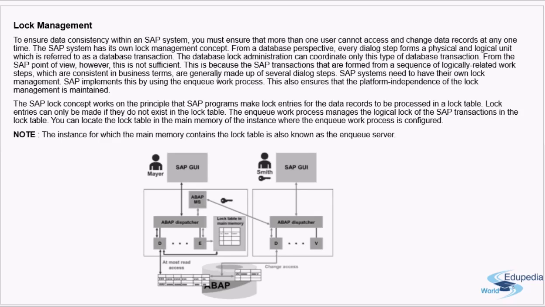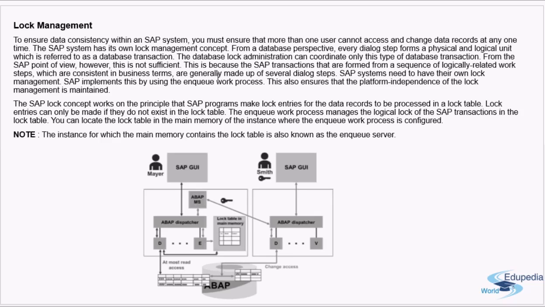But whereas an SAP ABAP transaction is a business process, one business transaction. So for that, the lock management at the database level is not sufficient. SAP has its own lock management, and that is taken care of by this enqueue work process. From the SAP point of view, however, this is not sufficient. This is because the SAP transactions that are formed from a sequence of logically related work steps which are consistent in business terms are generally made up of several dialog steps.